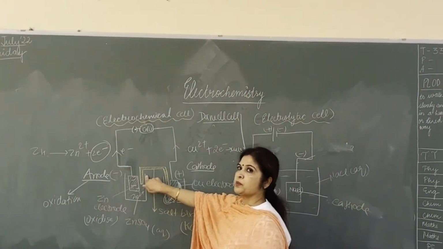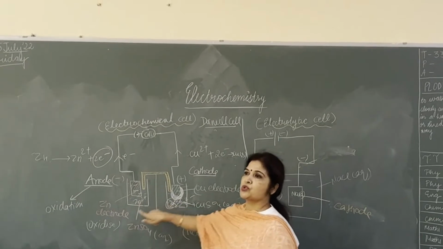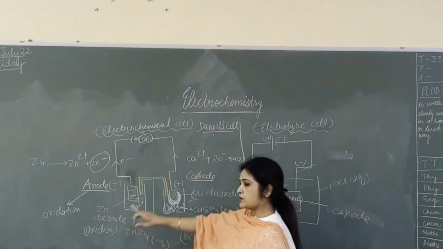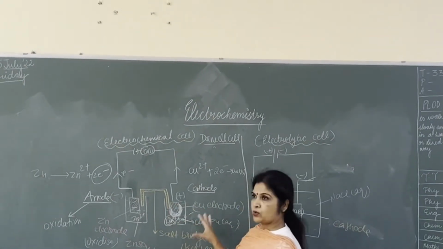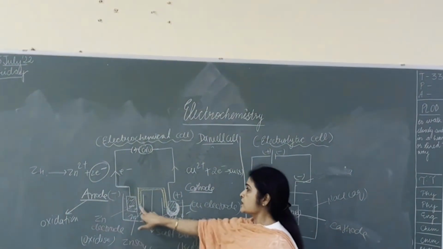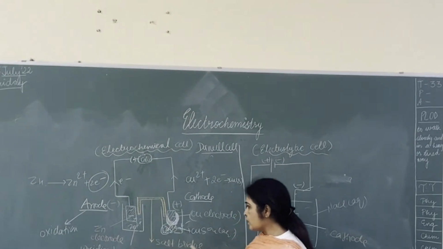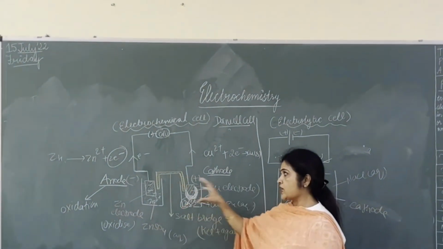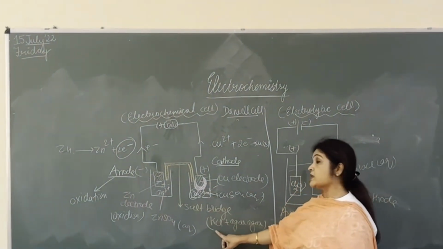What is salt bridge? It is connecting both solutions. You can see that one also. I will show the demonstration also, this whole Daniel cell I will show. So this is salt bridge. So what is the role of the salt bridge? Salt bridge is a bridge which connects both the solutions, in which we fill the salt.